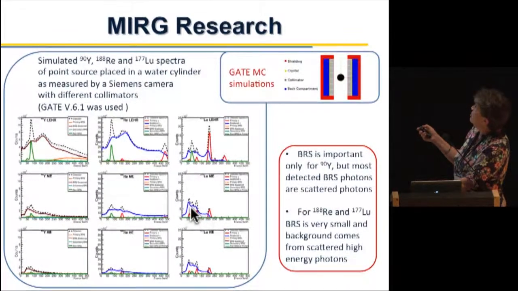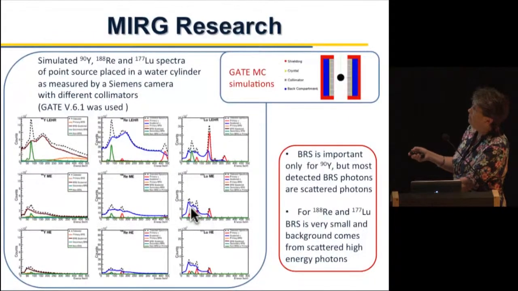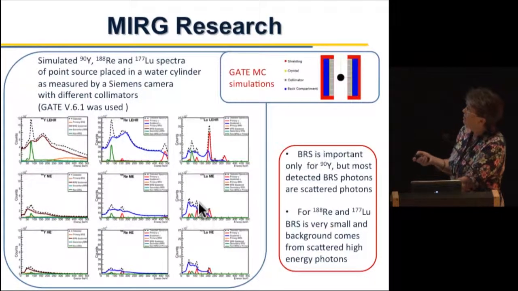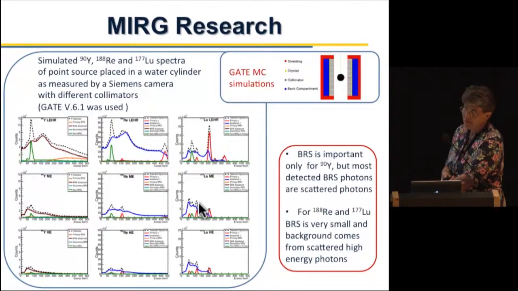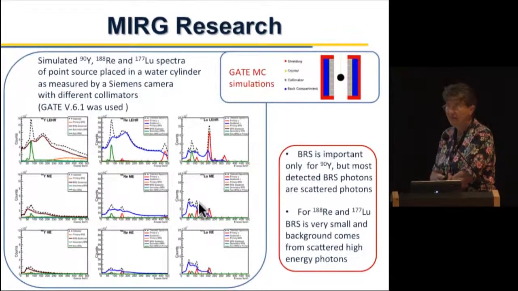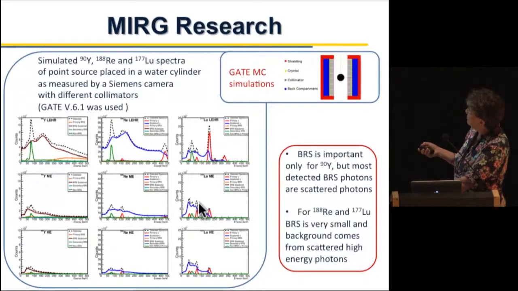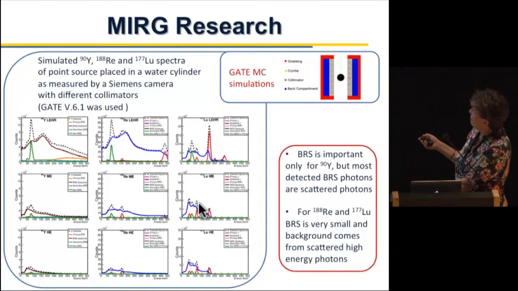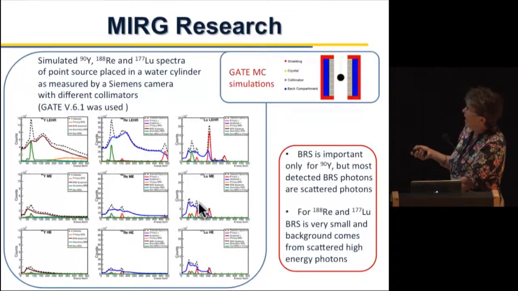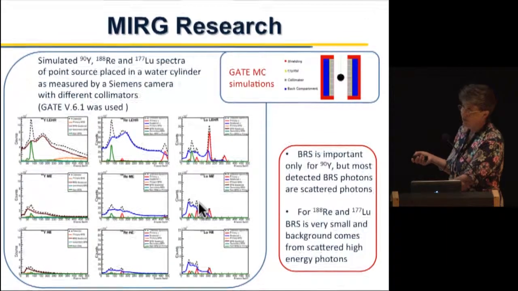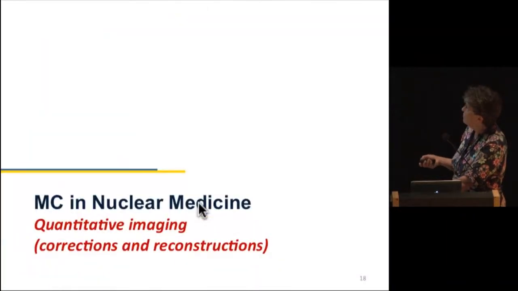So we see that Bremsstrahlung is important basically only for yttrium, because we see it only in yttrium. And actually, this is mostly scattered Bremsstrahlung, so it will not provide us information about the location of the source, not direct information, or only very poorly. However, for rhenium and lutetium, Bremsstrahlung is basically non-existent. Everything we see is high energy photons, which are scattered.